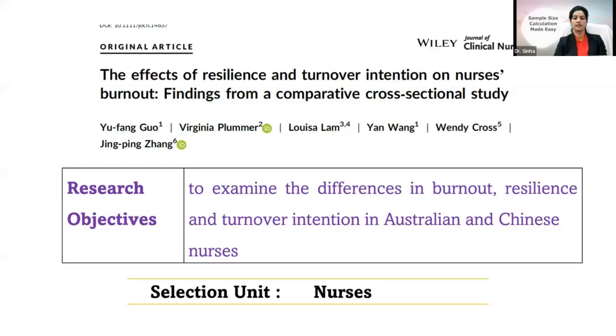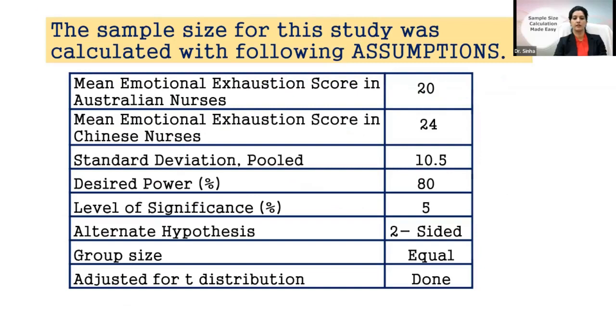Then you can see this: the effect of resilience on turnover intentions of nurses' burnout, a finding from a comparative cross-sectional study. In this case, this is the emotional exhaustion score. The mean emotional exhaustion score in Australian nurses was 20, and in Chinese nurses was 24. The pooled standard deviation he has written was 10.5. Desired power was 80%, level of significance 5%, alternate hypothesis 2-sided, group sizes equal. Now you have to calculate the sample size for this.